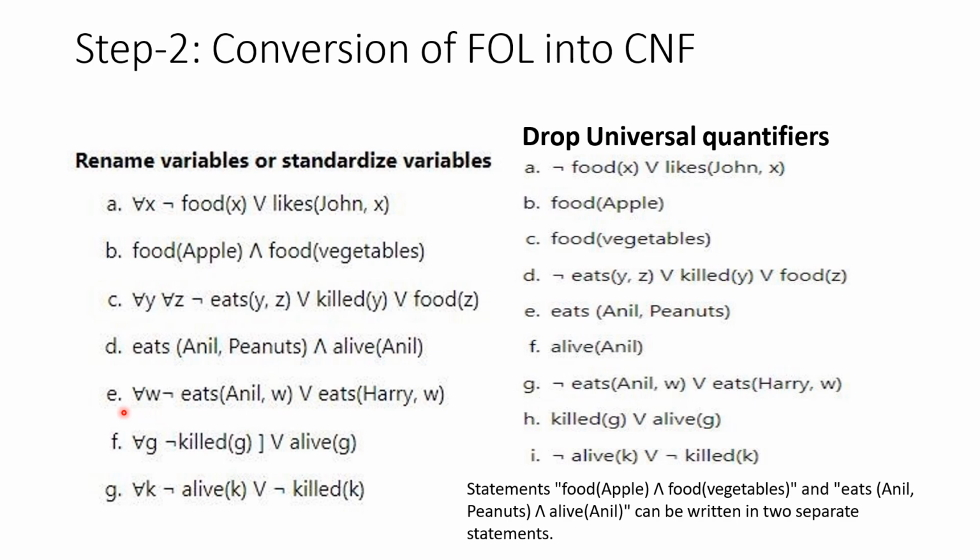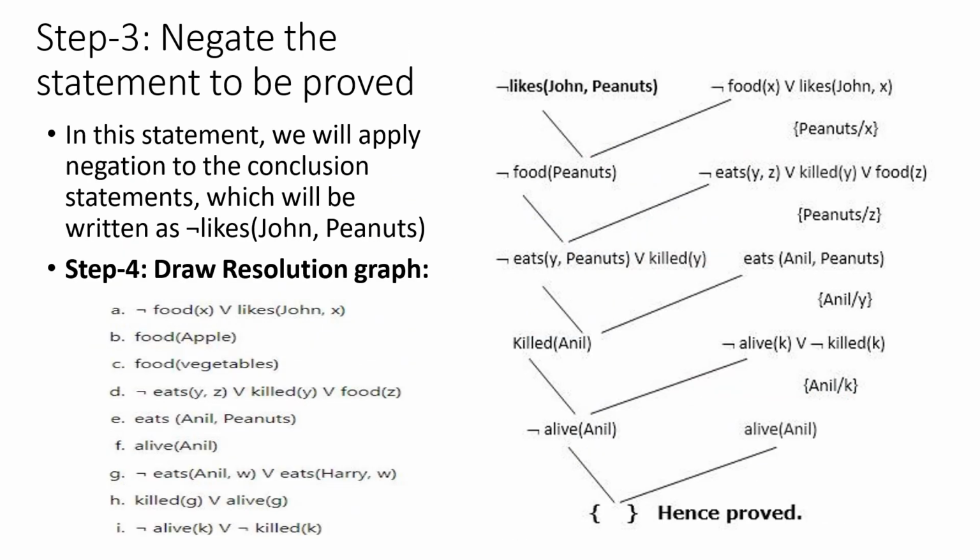Next, in the case of E we are removing all the w. Then we can write the remaining thing. Then F also we are removing, and G also we are removing universal quantifiers. So we have removed all the universal quantifiers. Next we are moving to the resolution graph.